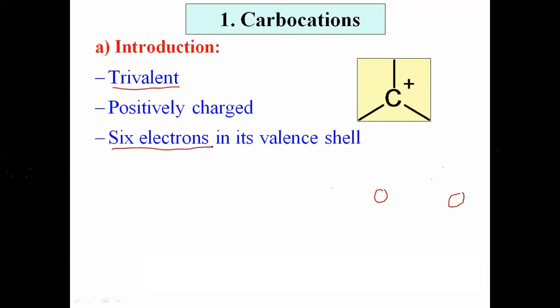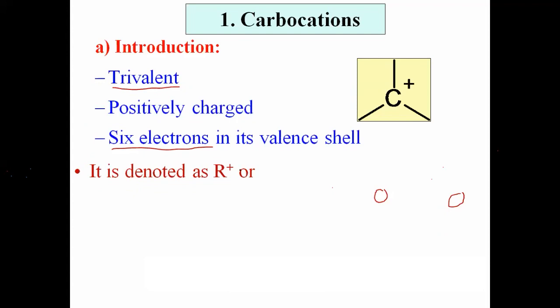मग आपल्या समोर 3 प्रॉपर्टी आहेत. From that we can define the carbocation species. How will you define it? It is a trivalent positively charged carbon species which has 6 electrons in its valence shell. Carbocation is a trivalent positively charged carbon species in which carbon has 6 electrons in its valence shell. This is just about the definition of how carbocations are defined.